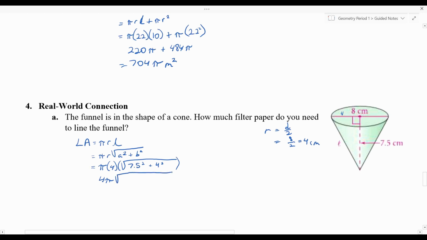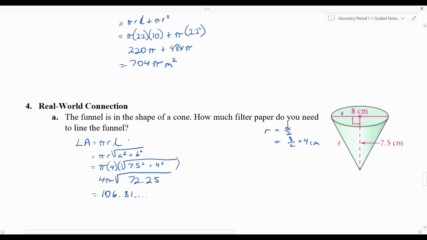And this pi times 4 is 4 pi, times the square root of, let's see, 72.25 when you actually clean this up, and this gives me 106.81 and a bunch of other numbers here.